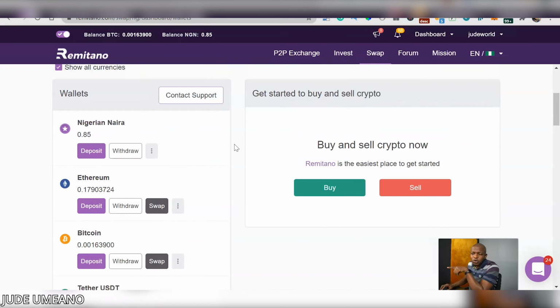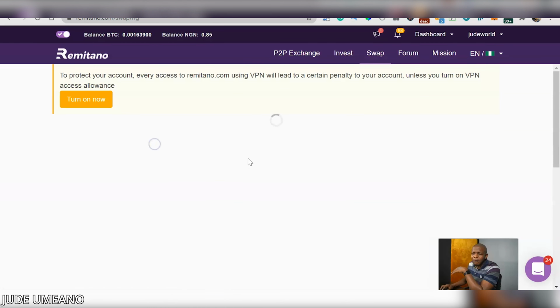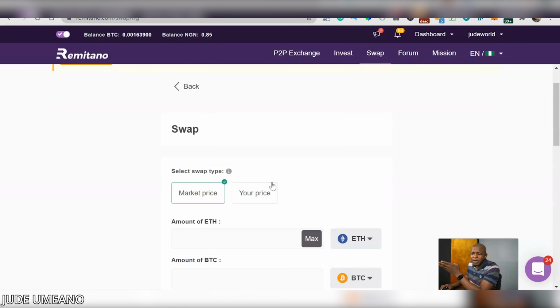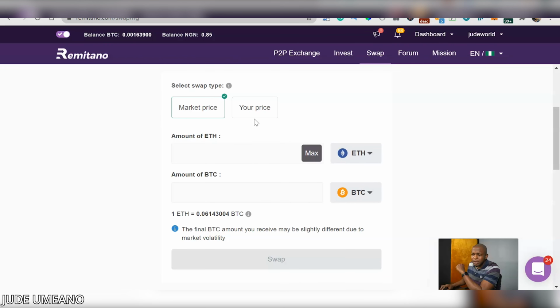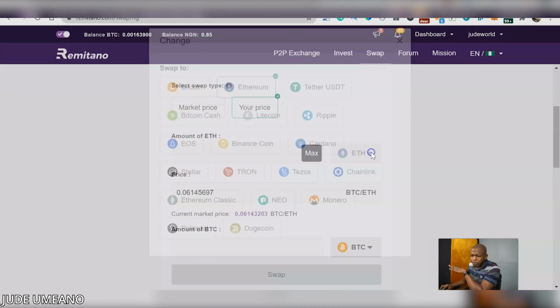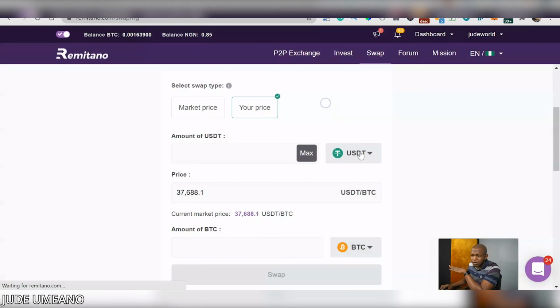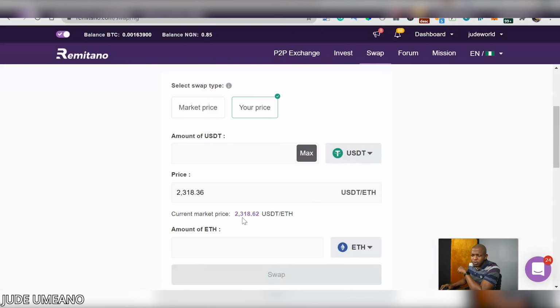Now, when I was showing you how to swap, I showed you where they wrote market price and your price. I want to go back there and show you how you can use it, because you might be sleeping when the price pumps or dumps. So you can use that feature, your price, to say, I want to swap at this price. So let's say Ethereum is currently at $2,300, and I want to use my price. If I click your price here and I want to swap USDT, I'll select USDT, and I want to swap it for Ethereum. So I come here and select Ethereum. The current price is $2,318.